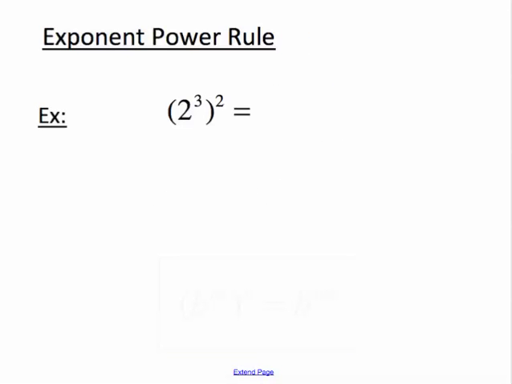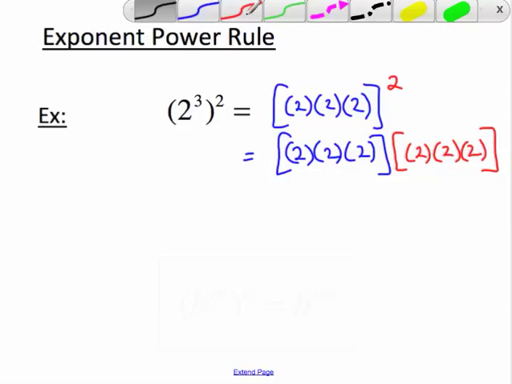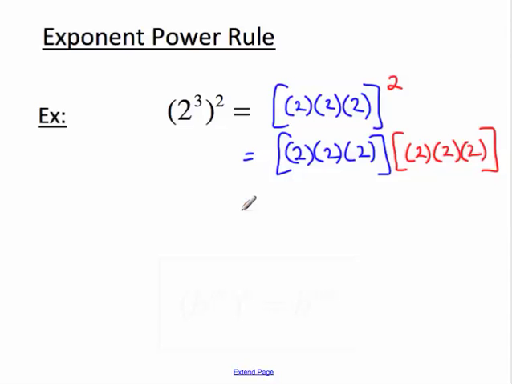There's also an exponent power rule. When you raise a power to a power, in this case, 2 to the power of 3 squared means take 3 2s multiplied together and square that. That in turn means take 3 2s multiplied together and multiply them by another 3 2s multiplied together, which would give us 6 2s all multiplied together, or 2 to the power of 6.